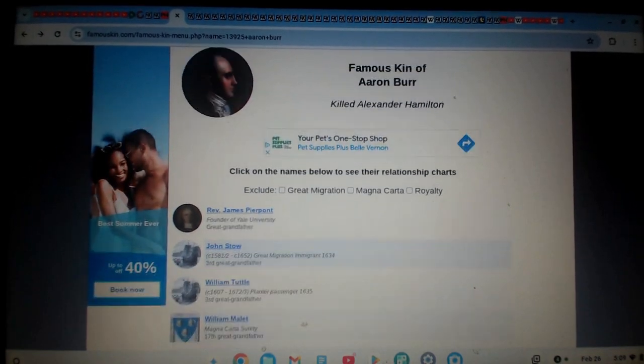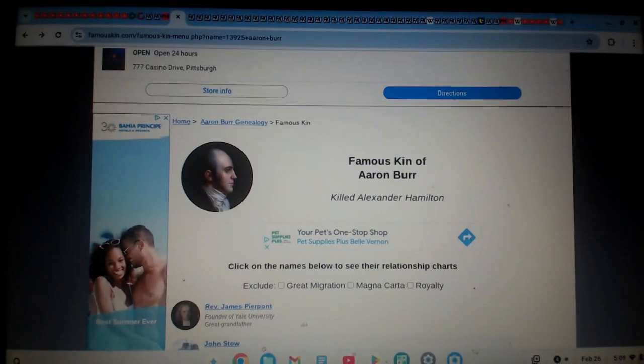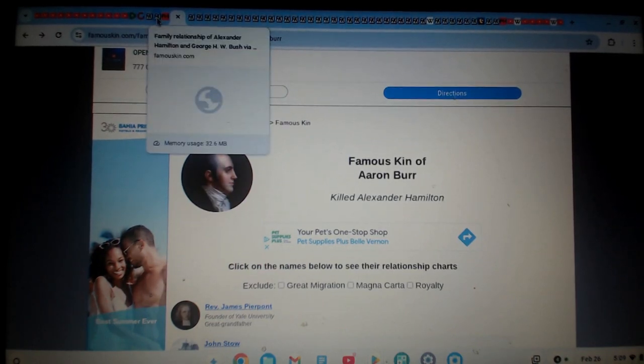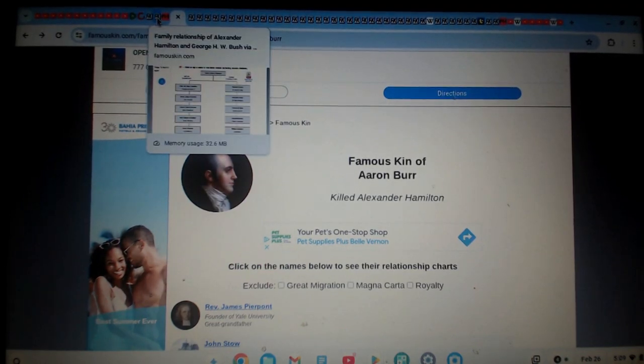So they share 2 grandfathers, right? Aaron Burr and Alexander Hamilton. And they're both 2 kings, like the first kings of everything, you know what I mean? First, let's see, how is Alexander Hamilton and George H.W. Bush related? Okay.